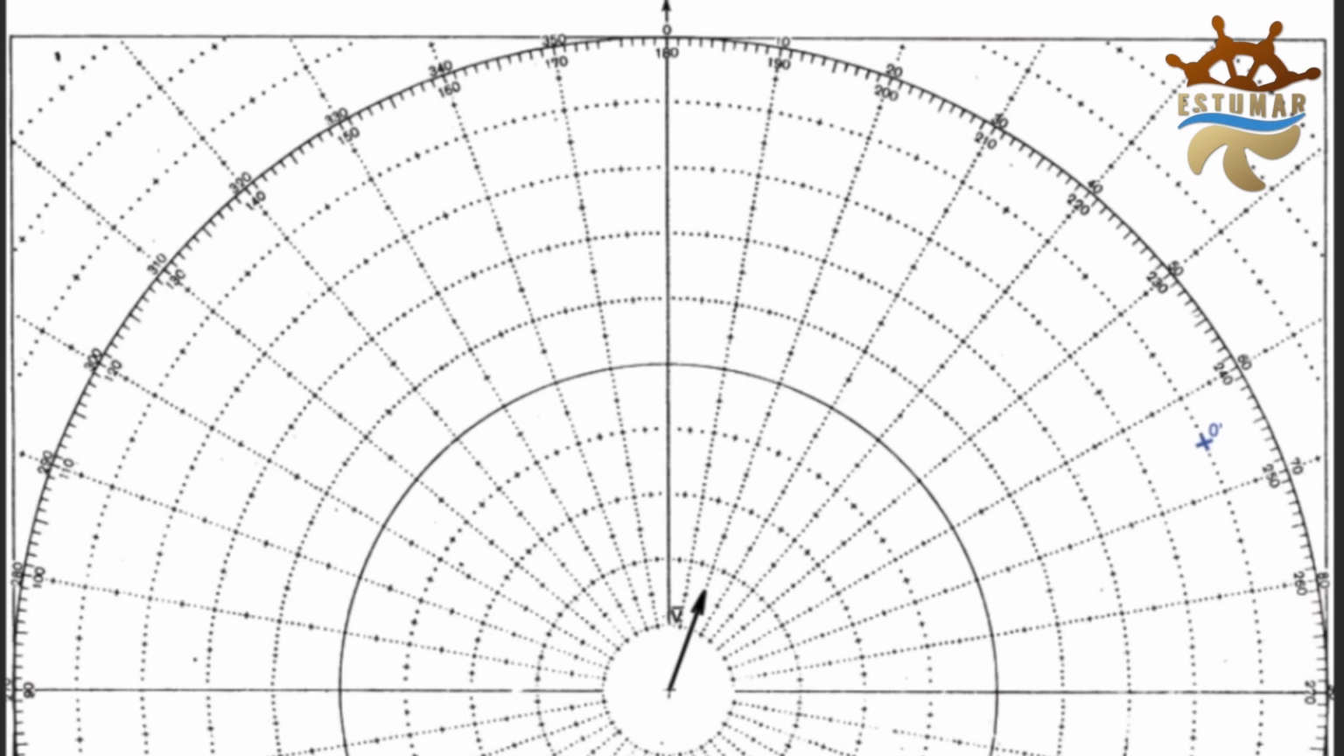And in order to learn how the situation is developing, we need another observation, which is going to be on the 6th minute. But for the time being we have something to do. For example, we need to transfer this vector of our vessel to here and stick it into the 0 minute observation. So normally we will use a parallel ruler.